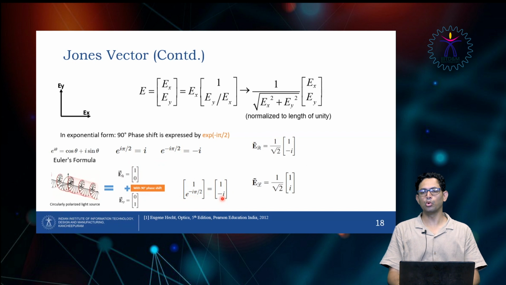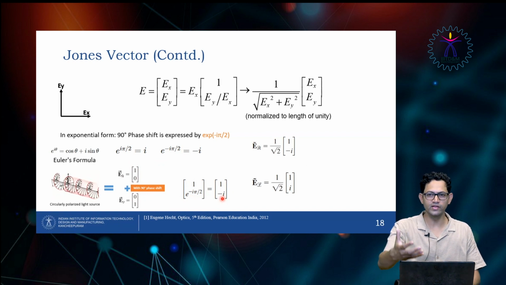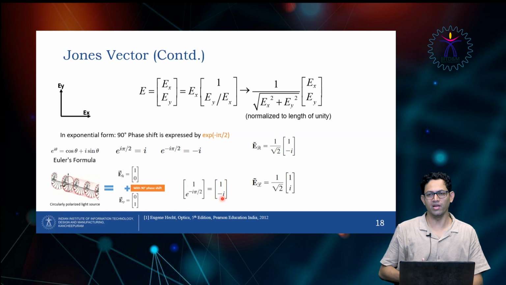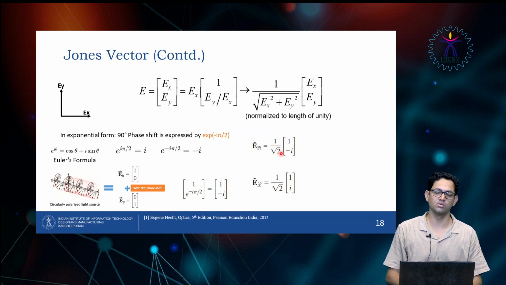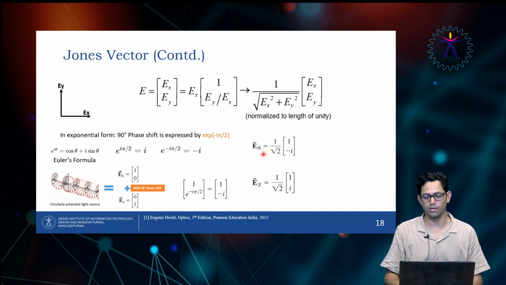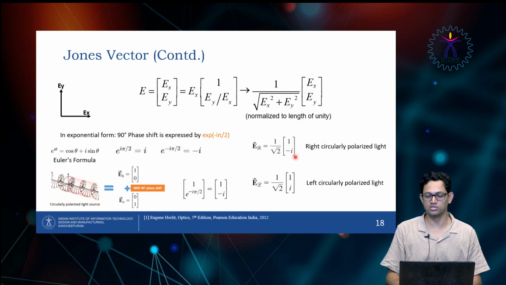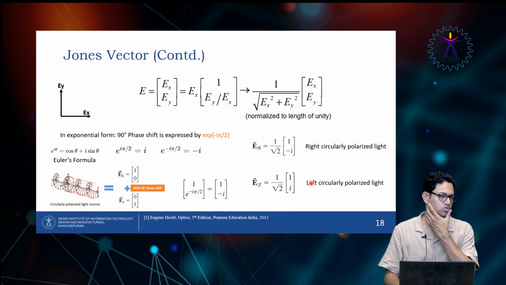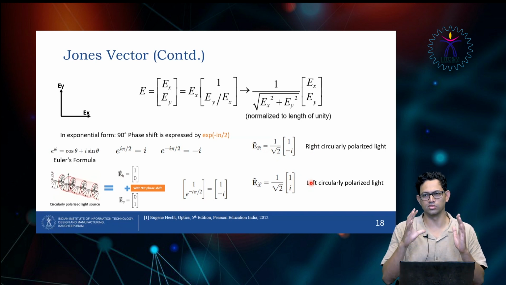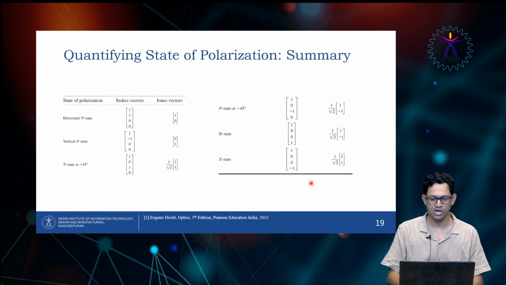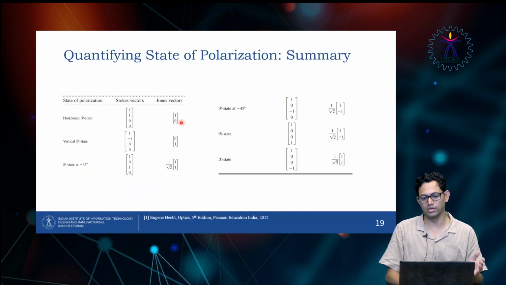Now you can have both the direction. It could be phase shifted by 90 degrees, positive 90 degrees, or phase shifted by minus 90 degrees. So you can have either of both the cases. So this 1 by square root of 2 comes from the normalization factor. So I want to make it a unit length, so that's what it's coming up. But actually it's around 1 and minus i is for right circular polarized light source, and 1 and i is for left circular polarized light source. Okay, that's how you actually quantify the right circular polarized light source or left circularly polarized light source using the Jones vector.